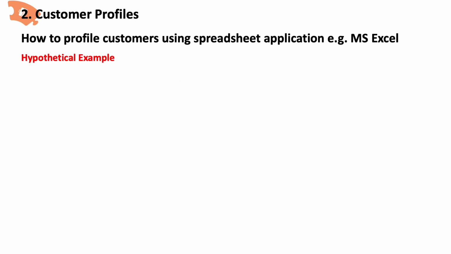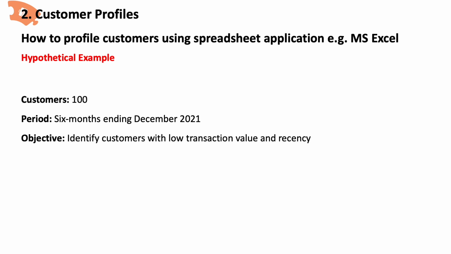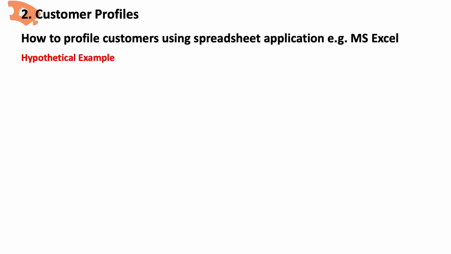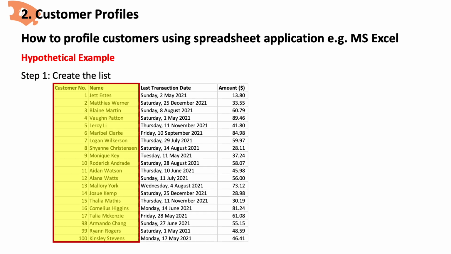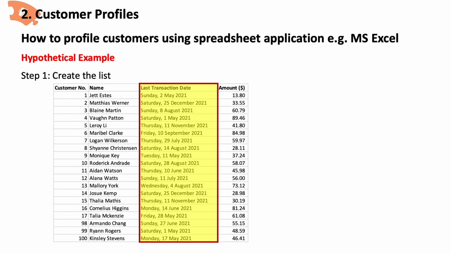The following is a hypothetical example using a list of 100 customers who transacted within a 6-month period ending December 2021. The objective of this exercise is to identify customers who are low on both transaction value or amount and recency. Using Microsoft Excel, I created a list with names, the most recent transaction date and amount spent. In this example, I wanted to profile the customers by recency. That is, the last time they did a transaction.